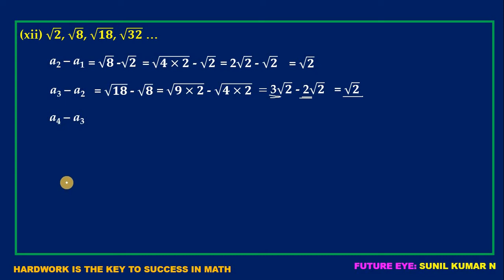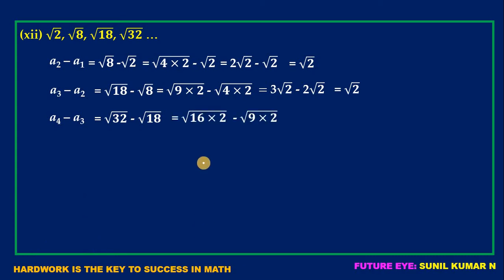Next, let us find a4 minus a3. Substitute the values: root 32 minus root 18, children. How can you split 32 by using a square number? I mean, you can write it like 16 into 2. Then how do you write 18 by using a square number? Yes, you can write it like 9 into 2, because already we have written here root 18, we have written like root 9 into 2. So just like this.